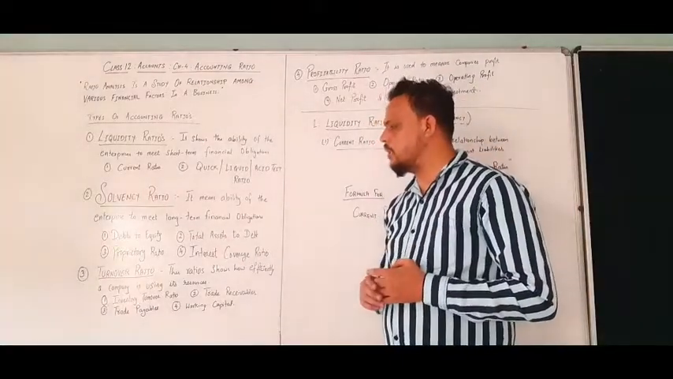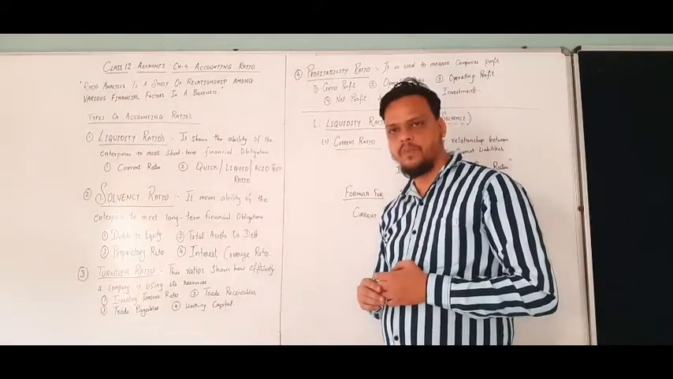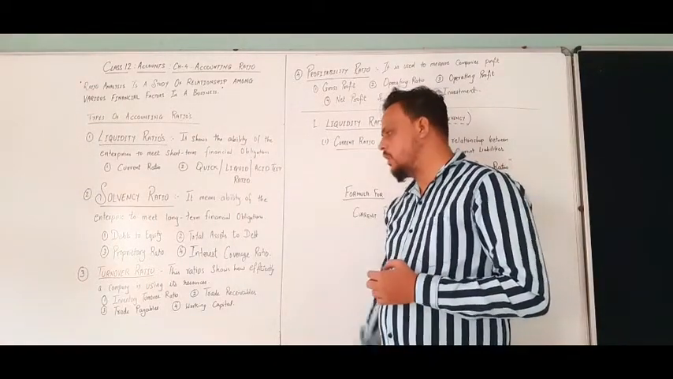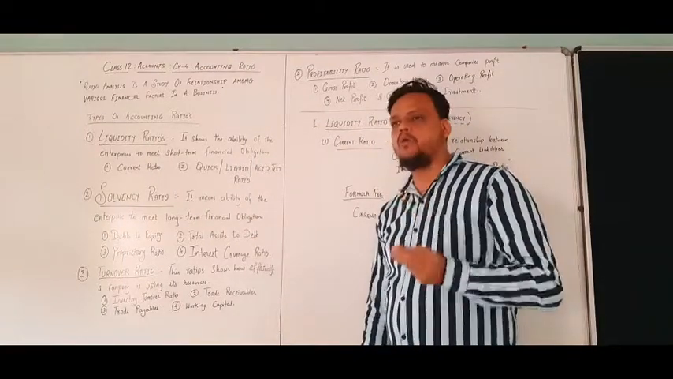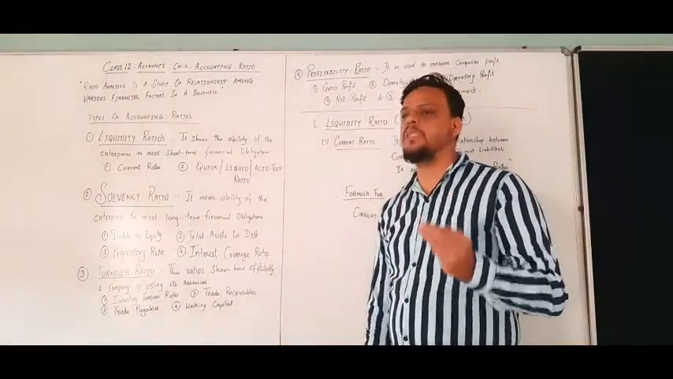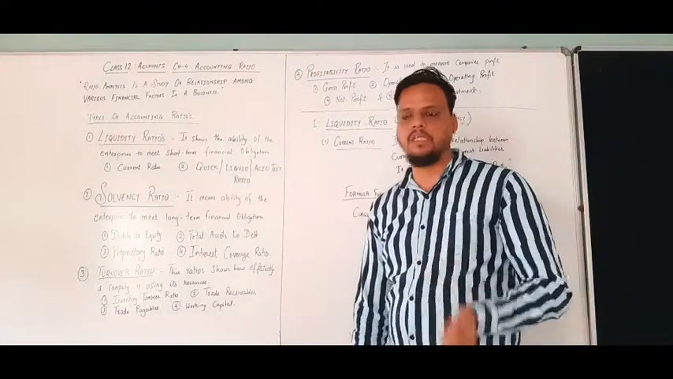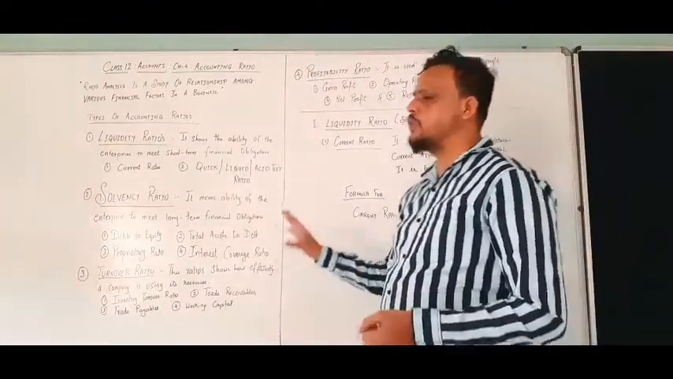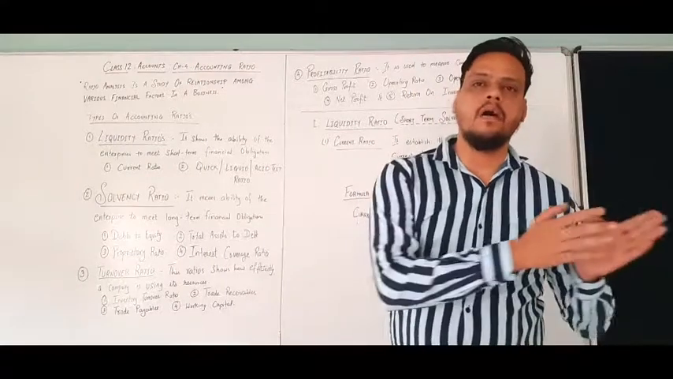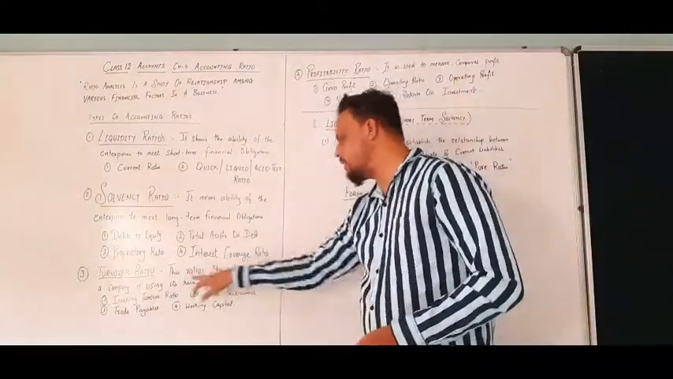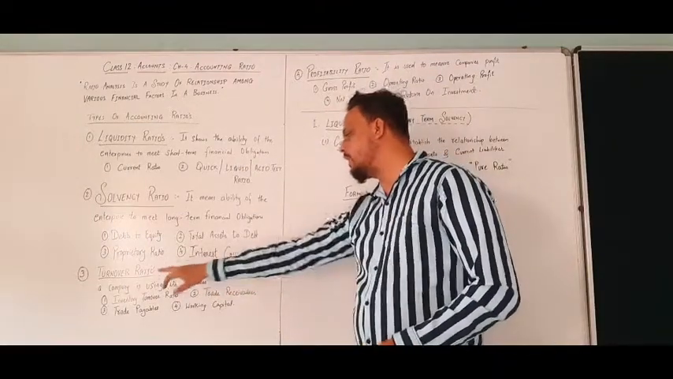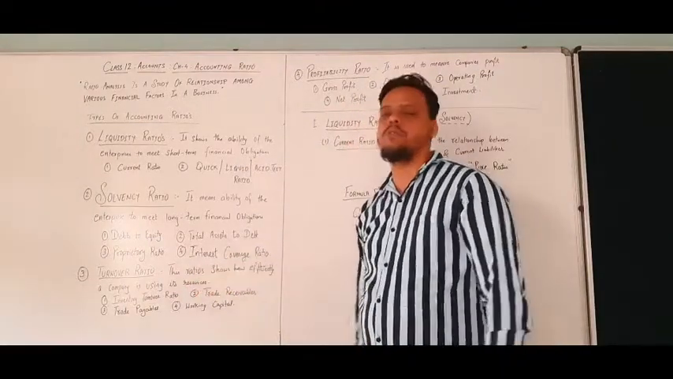Next point is turnover or activity ratio. In this we will have to make sure how the company is using its resources effectively. We can judge according to the resources which are available in the organization, how they are used. Here it has been mentioned, this ratio shows how efficiently a company is using its resources.